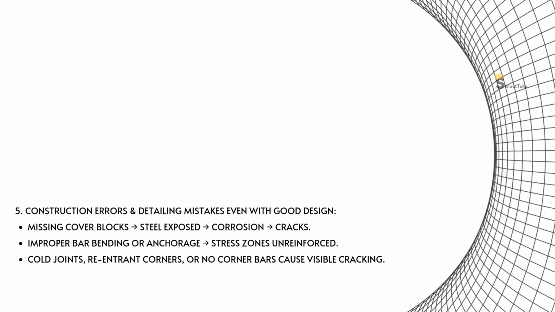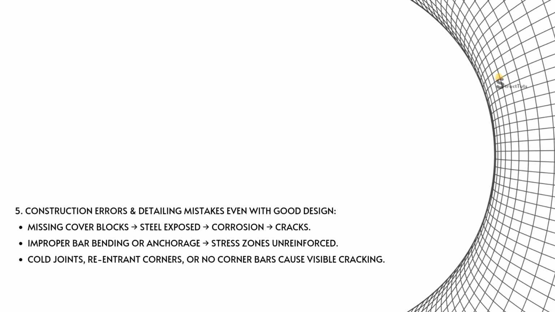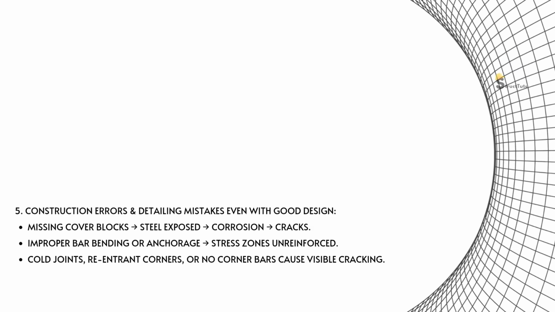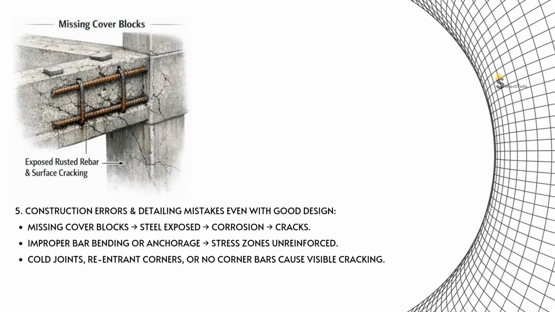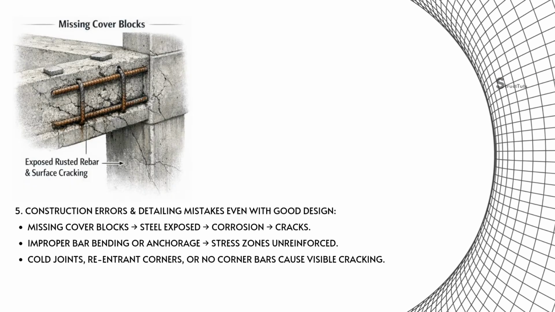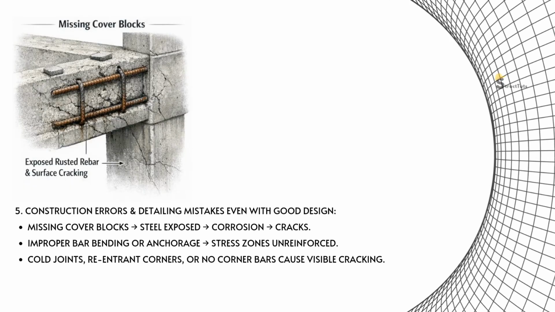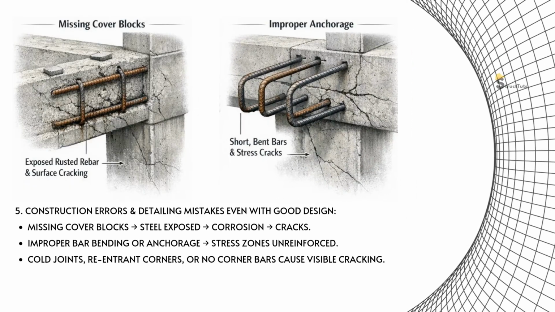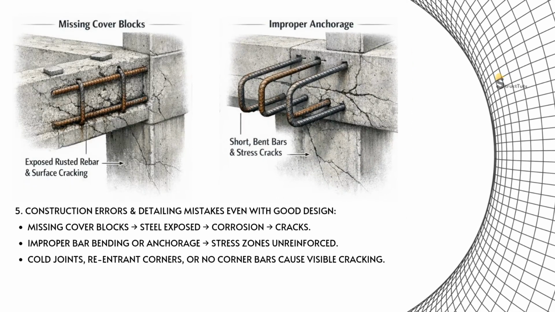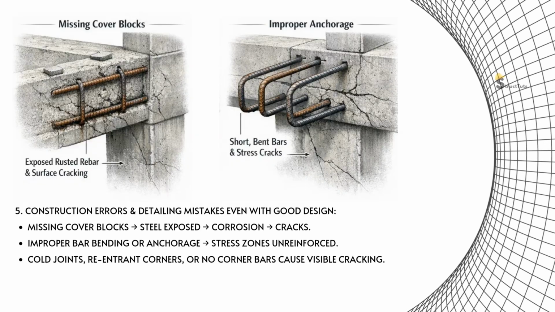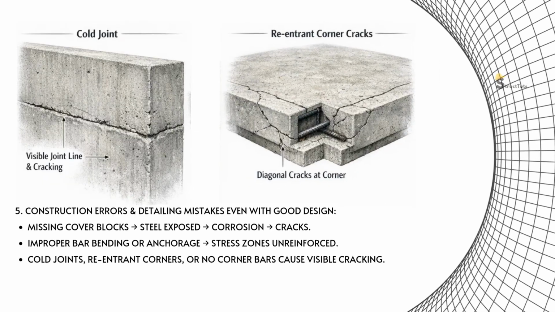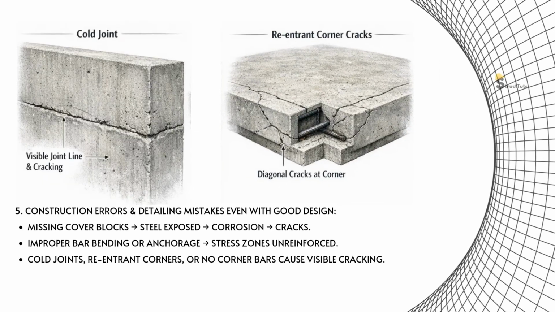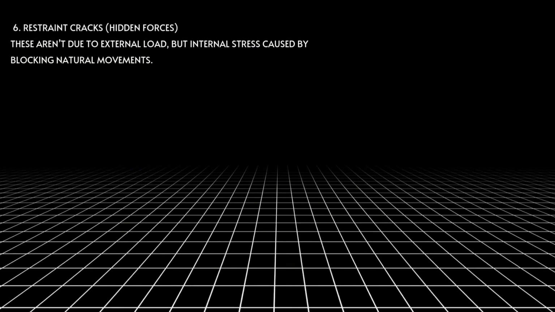Construction errors and detailing mistakes can lead to cracking even when the design is good. For example, missing cover blocks can leave steel exposed, which leads to corrosion and eventually causes cracks. Improper bar bending or insufficient anchorage can result in stress zones being left unreinforced. Additionally, cold joints, re-entrant corners, or the absence of corner bars often lead to visible cracking in the structure.